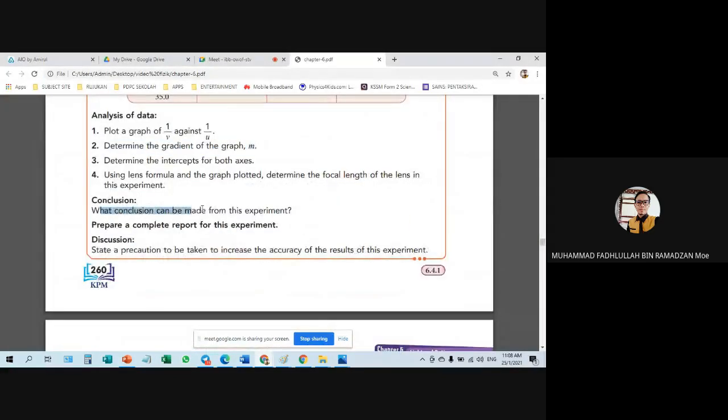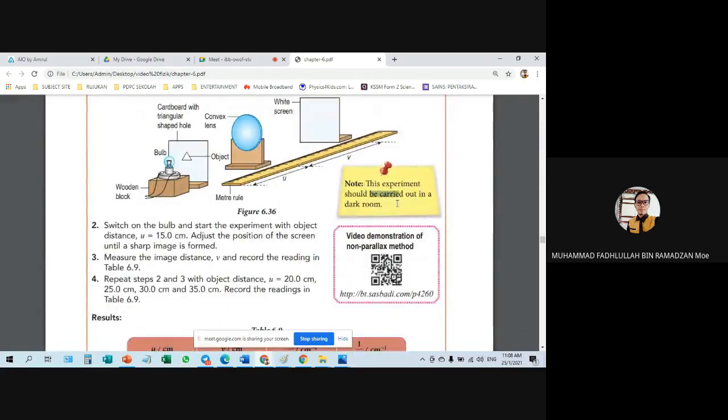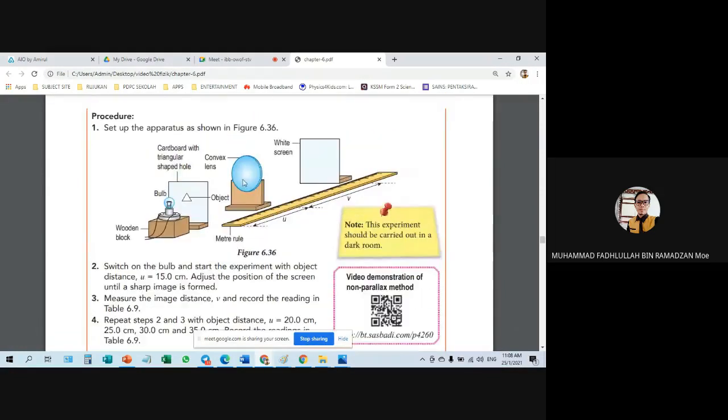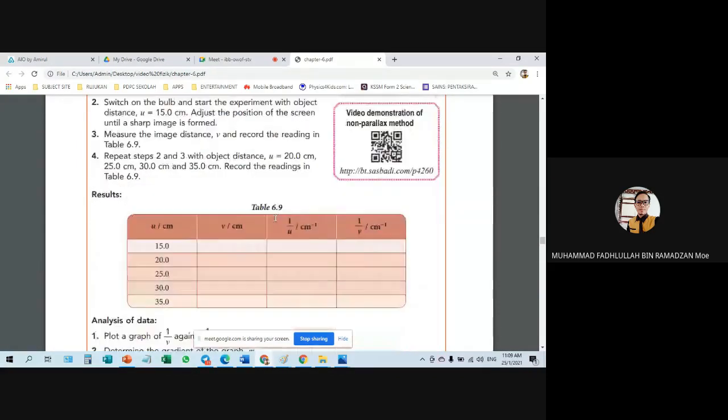Then, prepare a complete report. State the precaution to be taken to increase the accuracy of the result of this experiment. This is a common one. Okay, the first one we said: must be carried out in a dark room. Then the lens must be sharp, and the experiment must be repeated. We can repeat it 2-3 times.